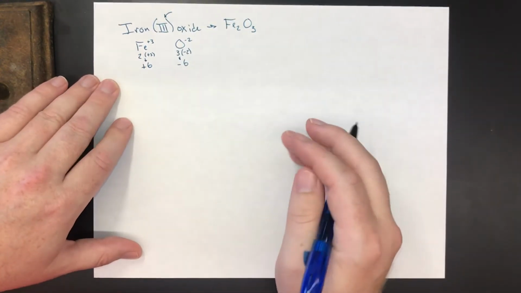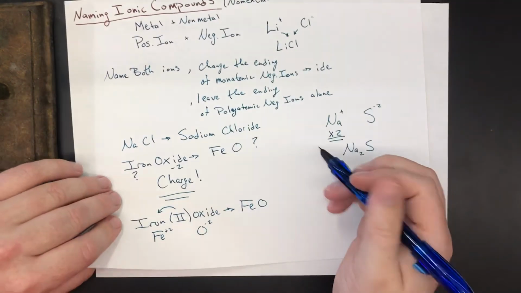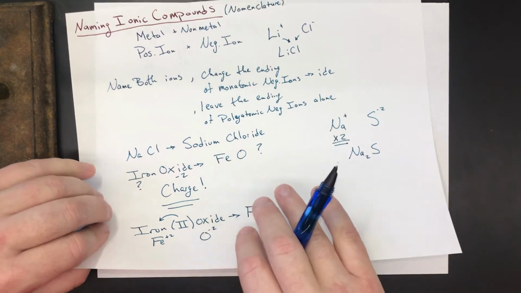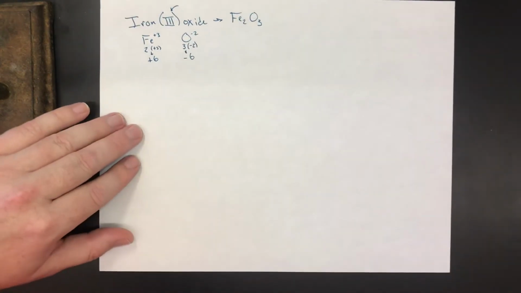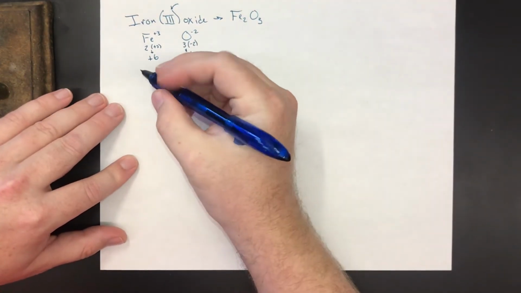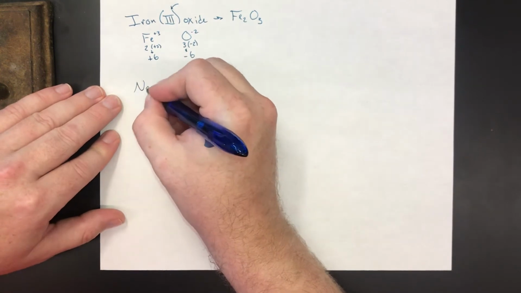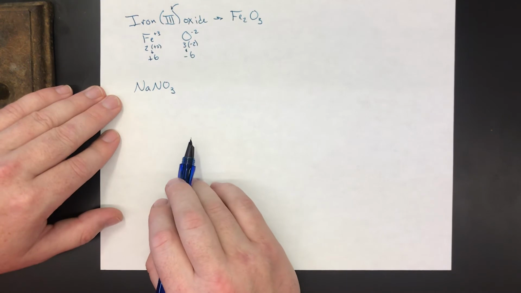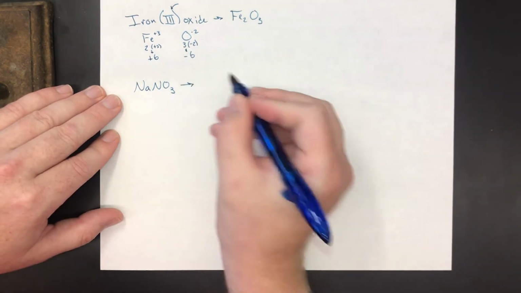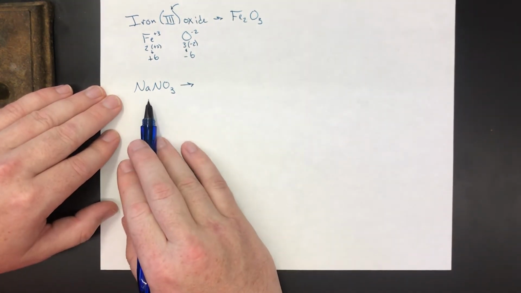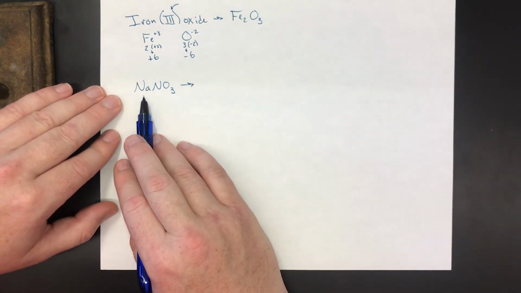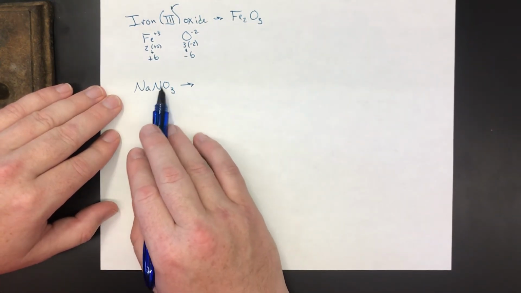The other thing we talked about are the polyatomic ions. So let's look at an example of something that has a polyatomic ion. So let's say we had NaNO3. So if I want to name a compound, the first thing I need to do is identify what type is it. Here I have sodium, which is a metal, and then some other stuff.